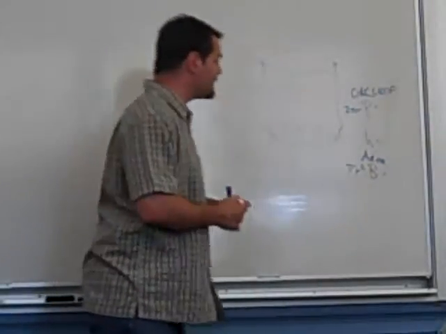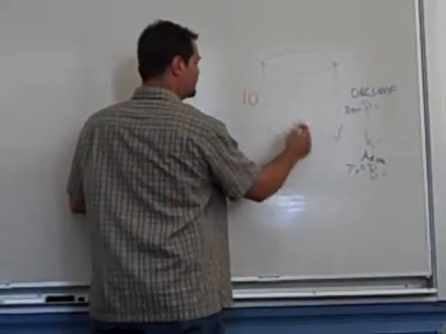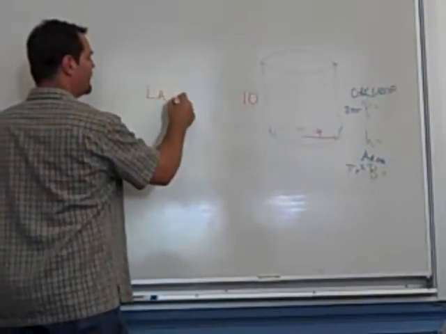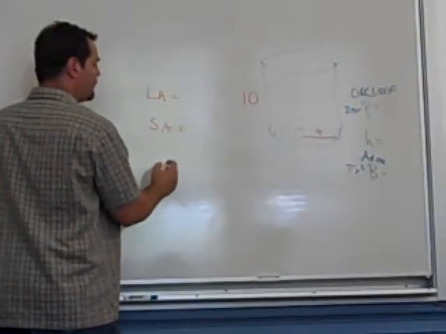So, I'm going to ask you to find, please, the lateral area, surface area, and volume of this right cylinder.